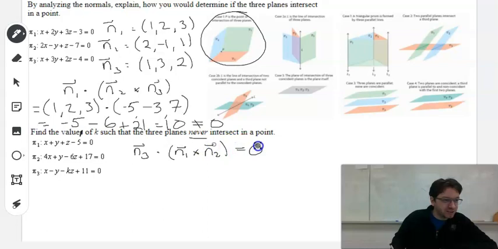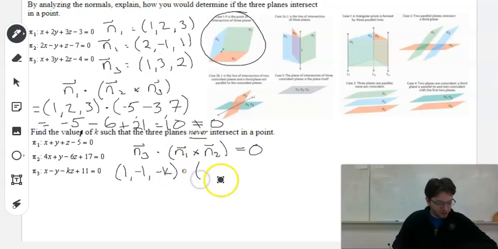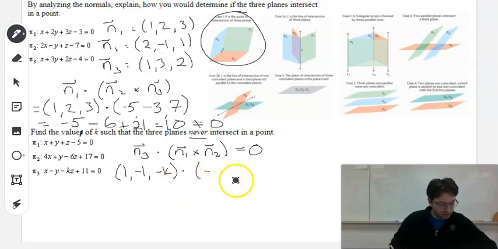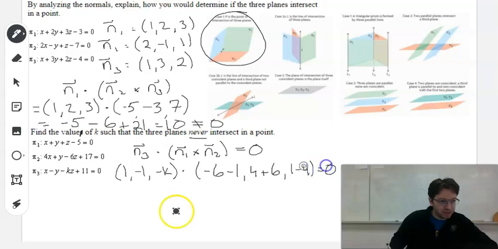And we're going to make that equal to 0, and then solve for k. So n3 is 1, negative 1, negative k, dot, and we want to do these cross products. So n1 is 1, 1, 1, and n2 is 4, 1, negative 6. So the cross product would be negative 6 minus 1, 4 plus 6, and 1 minus 4. That'll equal 0.